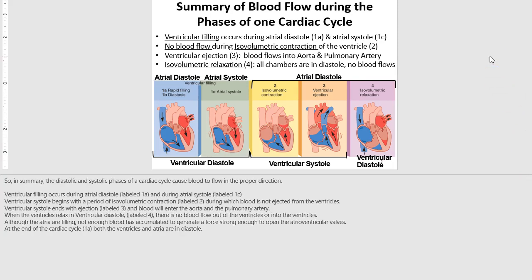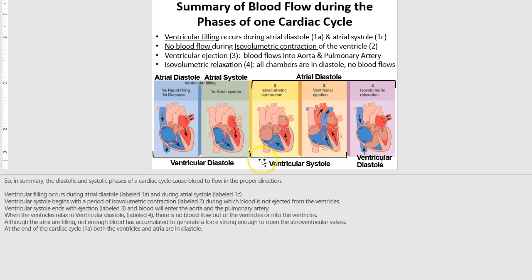So let's summarize that one more time, how blood flows during the different phases. First, let's deal with ventricular filling. Ventricular filling occurs during atrial diastole. They're relaxed, but blood flows directly into the ventricles. Also, ventricular filling occurs during atrial systole, and that's when the atria contract and eject the last little bit of blood into the ventricles.